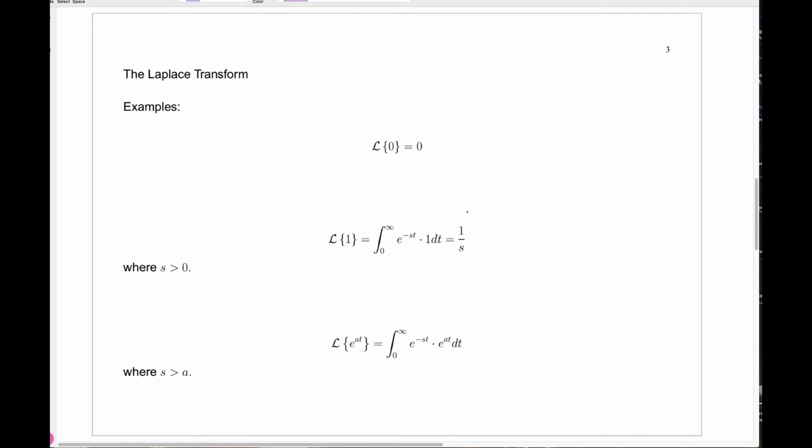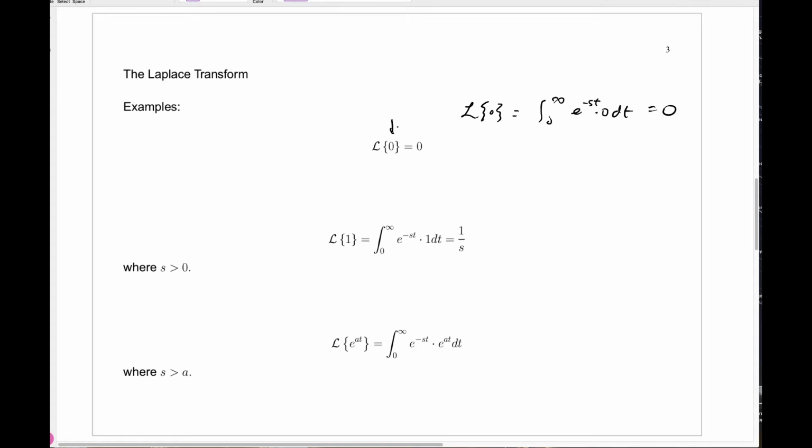Let's try to compute a few simple Laplace transforms. How do we compute the Laplace transform of the zero function? Well, I claim that's just zero, and we can see by definition here, the Laplace transform of zero is just going to be the integral from 0 to infinity of e to the minus st times the zero function dt. Well, of course, that makes the integrand 0, and that will just be 0.